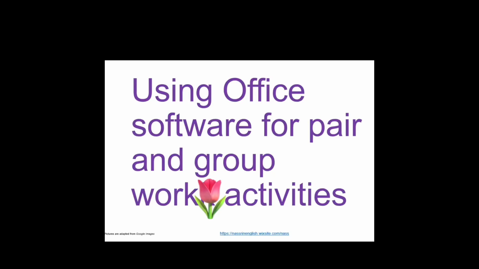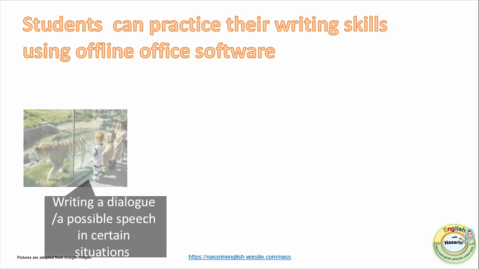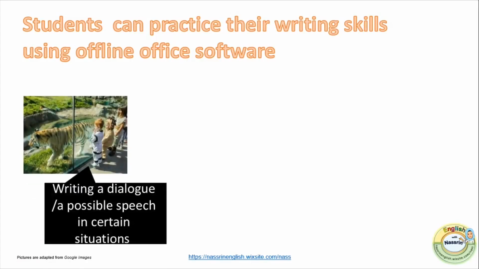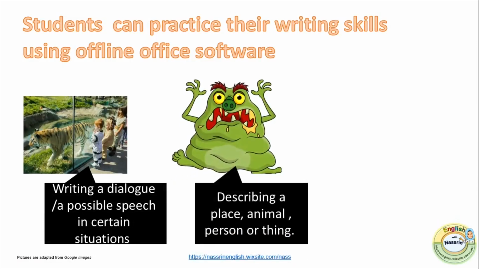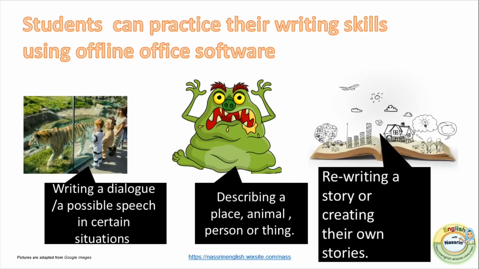In today's video, I'm going to talk about how you could use Office software for pair work and group work activities in your classroom. Students can practice their writing skills by using Office offline software by, for example, adding a dialogue or a possible speech to a certain situation, describing a place, animal, person, or a thing, rewriting a story that the students have learned, or creating and writing their own stories.